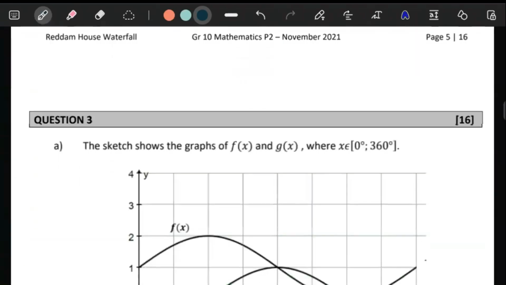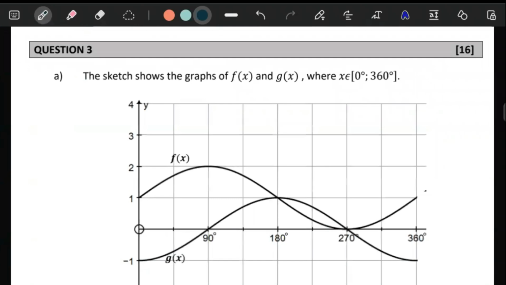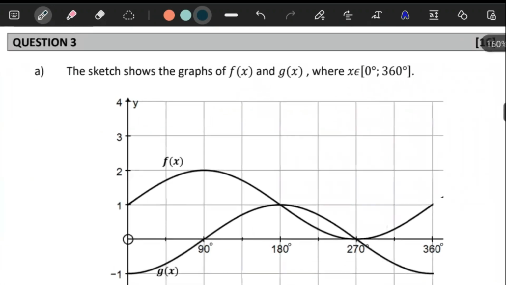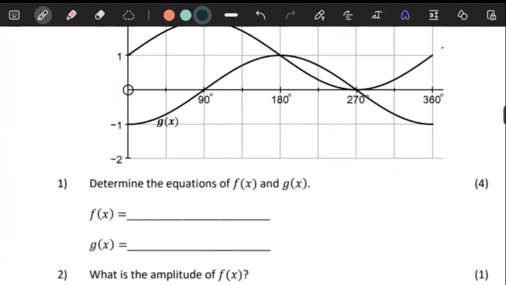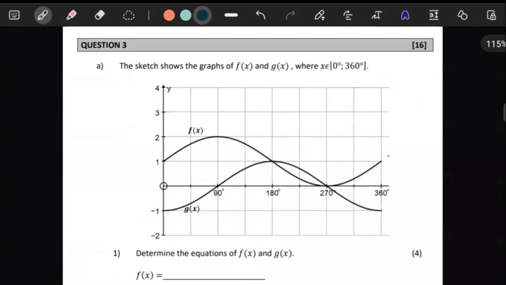The next question is question number 3. We have more trigonometry. It says here, the sketch shows the graphs of f and g between 0 and 360 degrees. At first glance, we might think we know what kind of graphs these are, but you know how trigonometry can be, so let's not assume. The next one says determine the equations of f and g. So f looks like a sine graph, g looks like a cos graph.